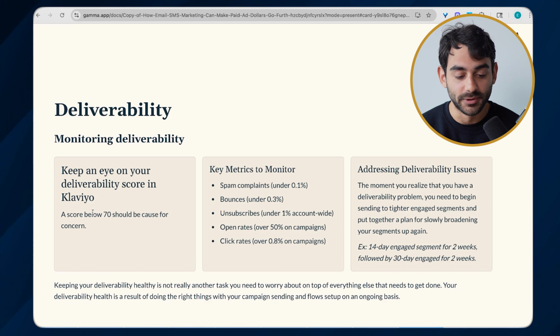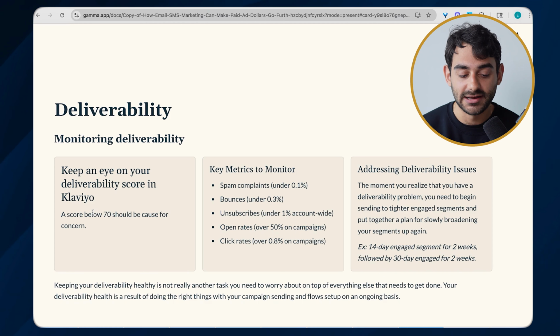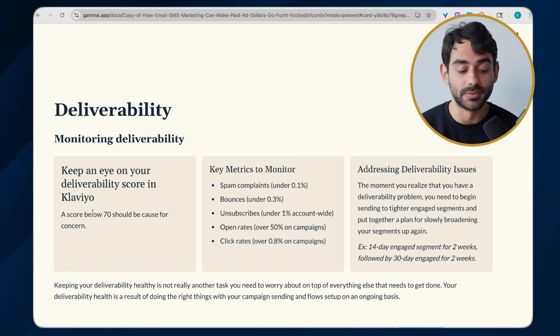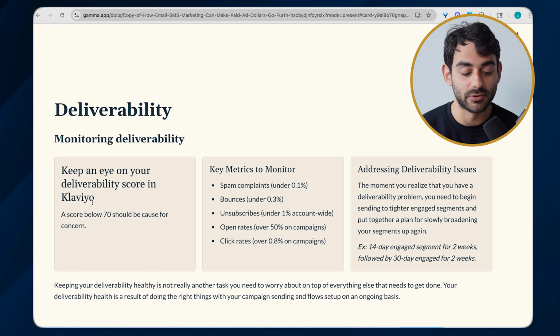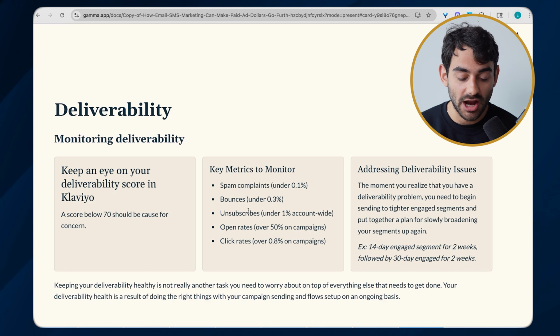So lastly, we have deliverability here. Again, I have a video that goes way deeper on deliverability if you want to go watch that. But at a high level, you need to keep an eye on your deliverability score in Klaviyo. So a score below 70 should be cause for concern. You can just go to the deliverability tab and see it pretty easily. These are the key metrics that you need to monitor. So spam complaints, you want to keep under 0.1%. Bounce rate, you want to keep under 0.3%. Unsubscribe rate, under 1% account wide between flows and campaigns. Open rates should be over 50% on campaigns, and your click rate should be over 0.8% on campaigns.